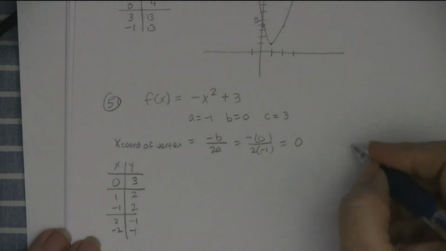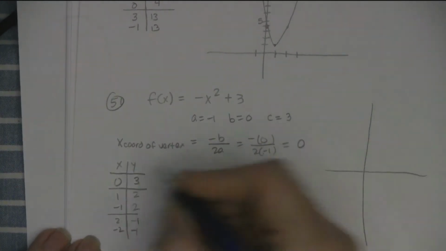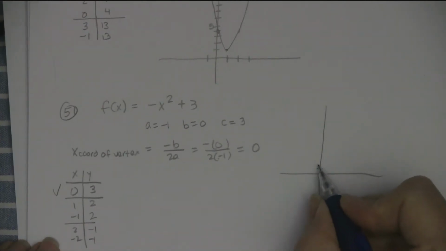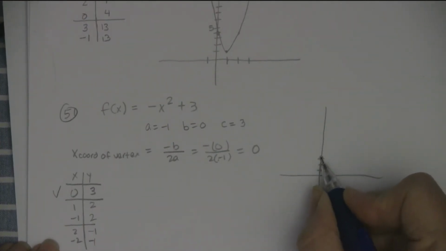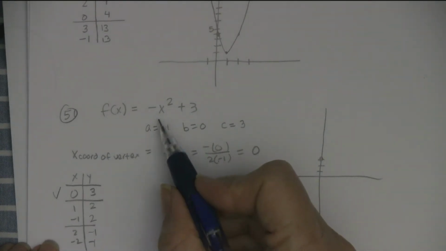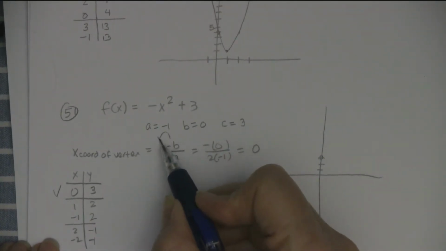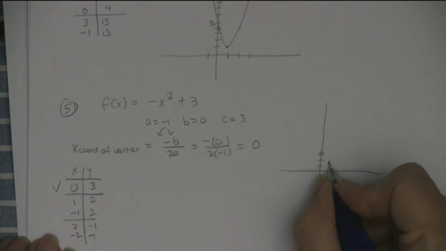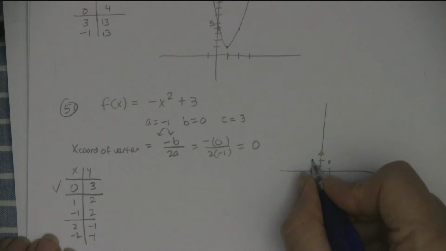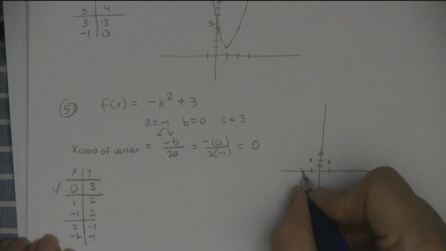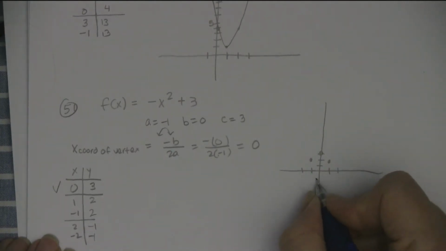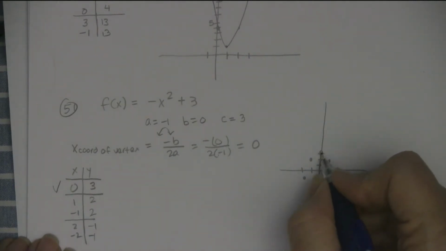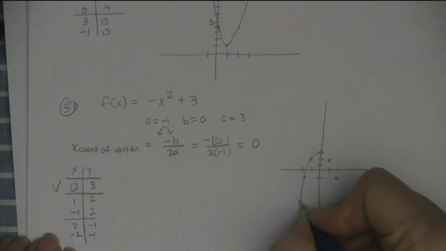So when we plot, so here's our vertex, right? So we plot this over 0 up 3. It's going to open downward, right? A is negative, so it's going to open downward. So just so I know what to expect. Over 1 up 2, over negative 1 up 2, over 2 and negative 2, and we're down 1. And so here's my lovely little parabola.